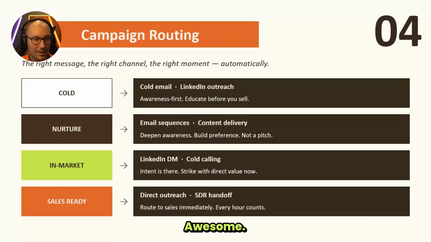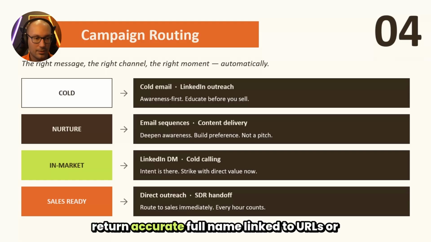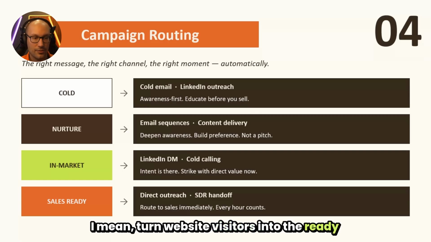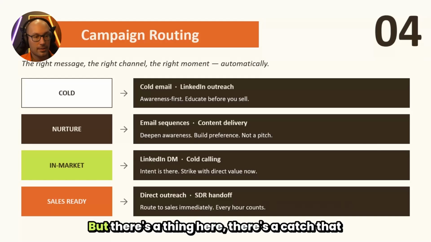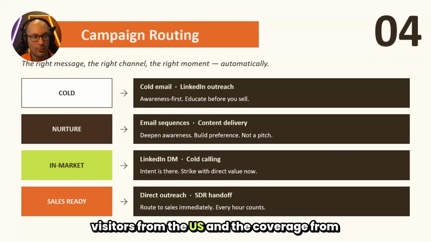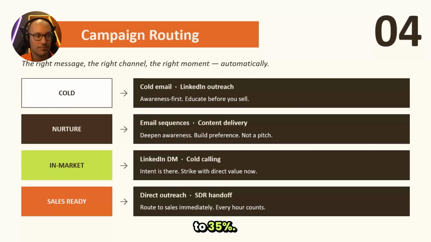Awesome. Does our B2B or alternative in Apollo able to return accurate full name, LinkedIn URLs or emails? I mean, turn website visitors into the ready data for outreach? Yeah, they do provide full name, LinkedIn URLs, in some cases emails as well. But there's a catch: using those providers, you can only de-anonymize visitors from the US, and the coverage from provider to provider might be between 20 to 35%.